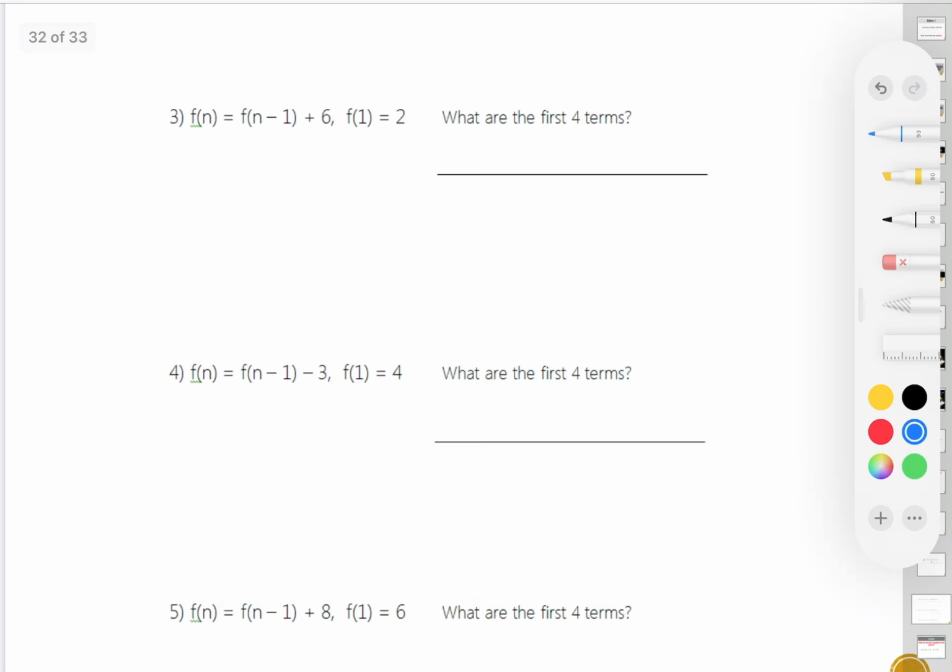So what we learned today is in an arithmetic sequence, we have a sequence of numbers that are being added or subtracted by the same thing, plus 6, plus 6, plus 6. And they're always going to give you a starting number. So where we start, and then what we do to that starting number. Not too bad. So go ahead and try 3, 4, and 5.